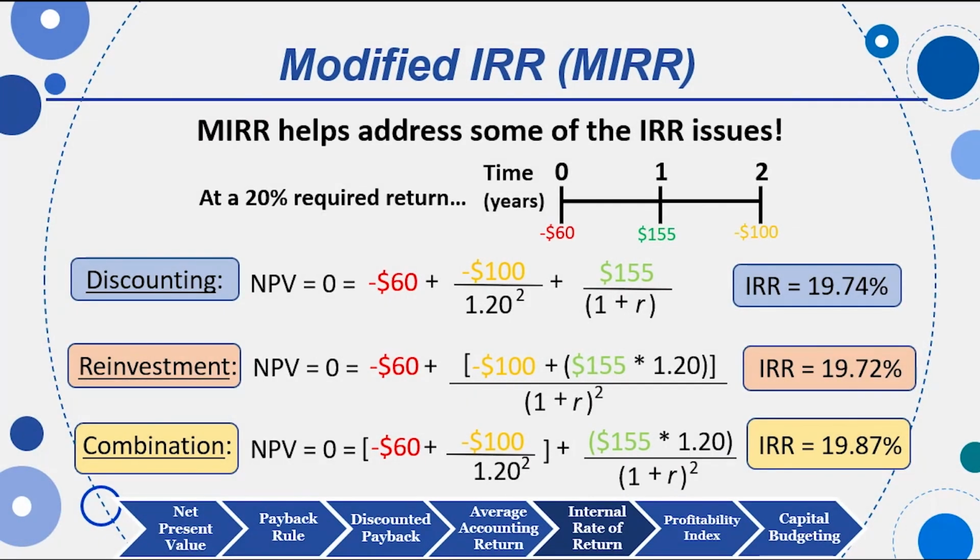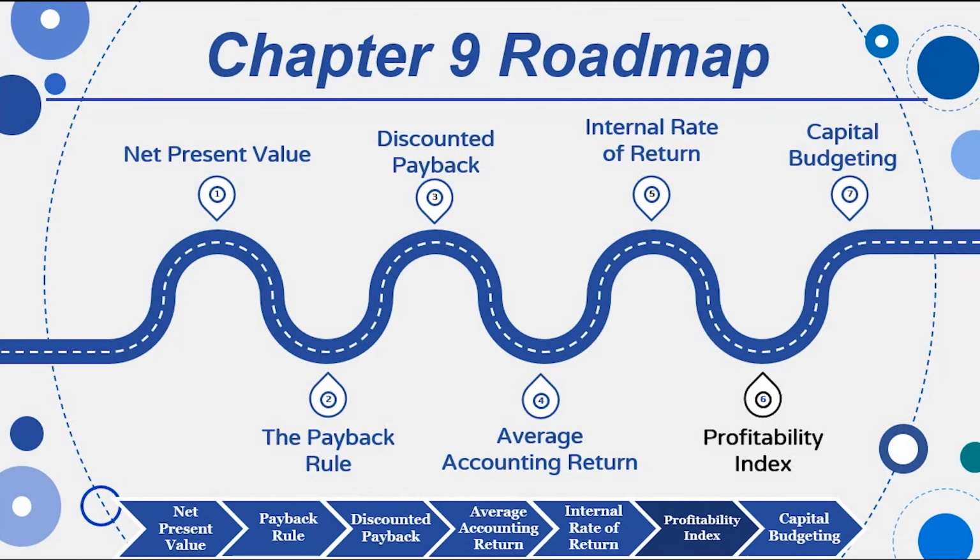Modified IRR is a new method to look at some of the IRR issues. I can do discounting and discount that third negative number back to today, and actually come up with an IRR rather than avoiding the multiple answer dilemma. I can look at reinvesting the second cash flow, or I can do a combination of the two methods. And all three of these methods result in an excess of almost an 20% IRR. So modified IRR is a way of getting around some of the issues that are involved with internal rate of return.